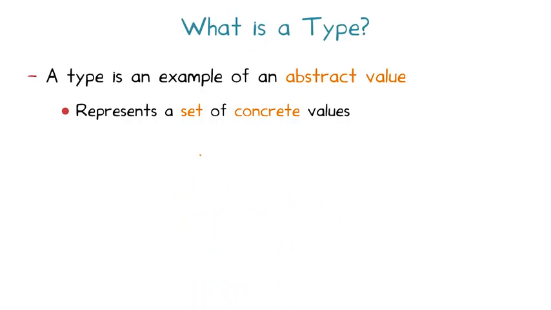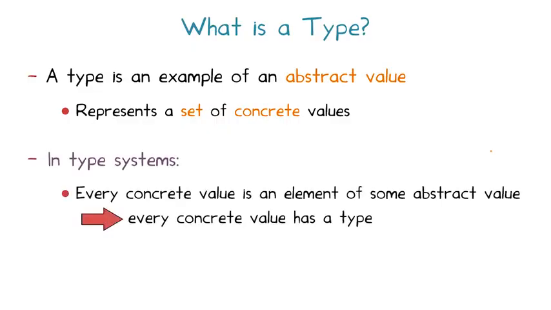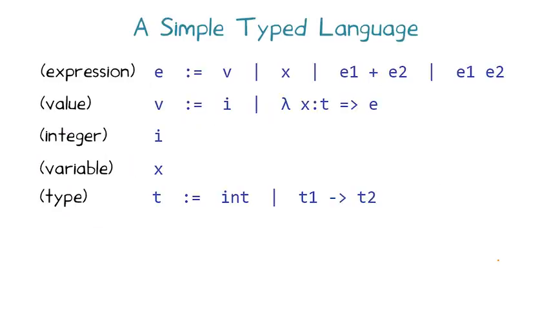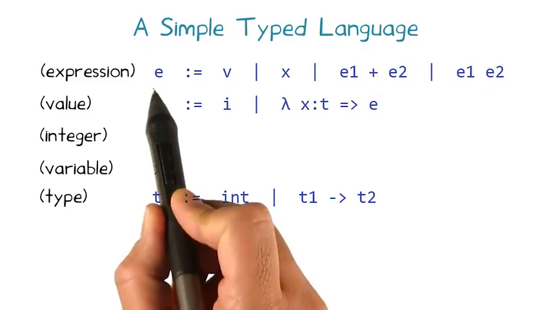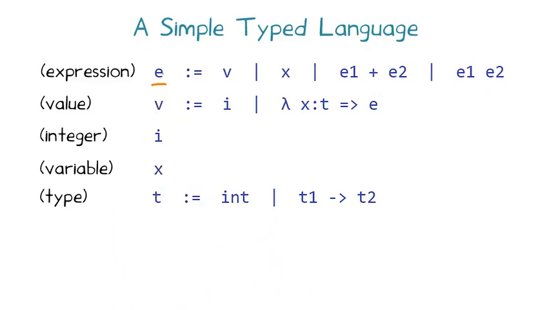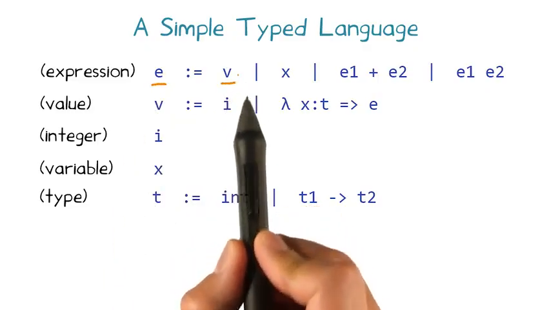The Java type int represents all integers representable with 32 bits, and the list type represents the set of all list objects. In type systems, every concrete value must be an element of some abstract value. Therefore, every concrete value has a type. Let's introduce a simple typed language based on the lambda calculus. We will use this language to provide concrete examples for the abstract principles of type systems. Each expression E in this language evaluates to one of two kinds of values V.